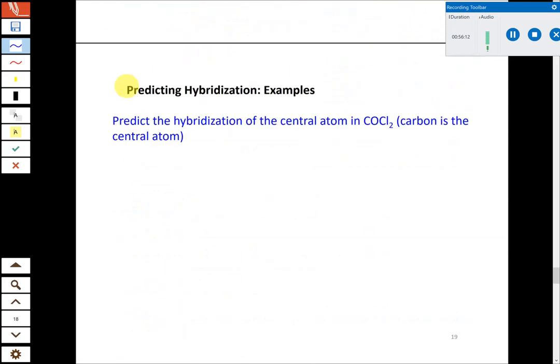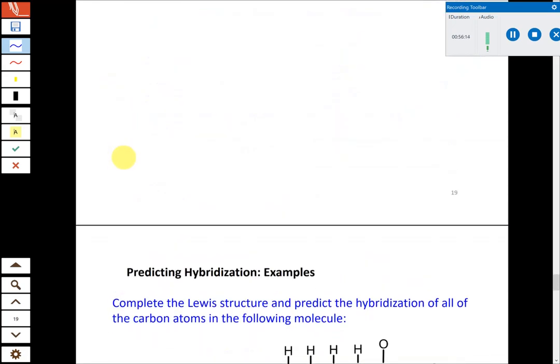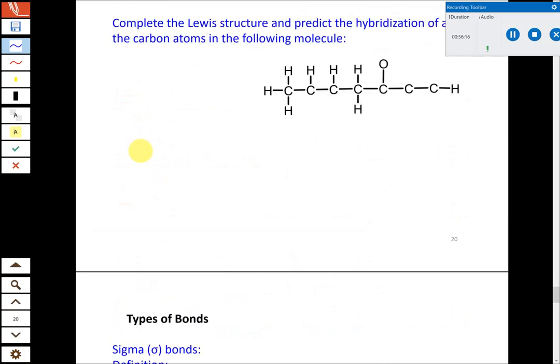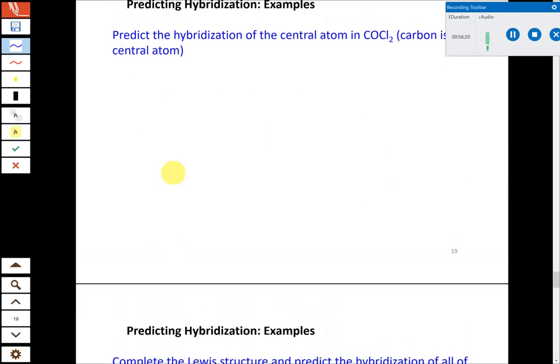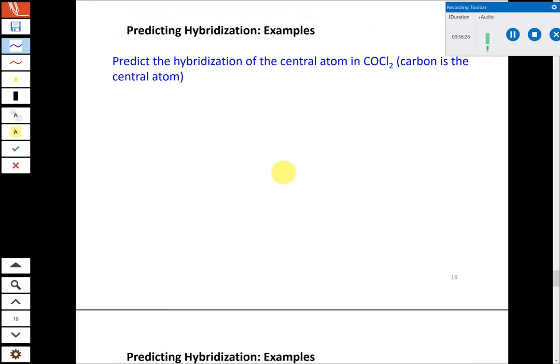So let's just end with a couple of examples of how to do that. We're a little short on time, so we'll do these 2 examples and see if we have time for the rest. So let's predict the hybridization of the central atom in COCl2, carbon being the central atom in that case.